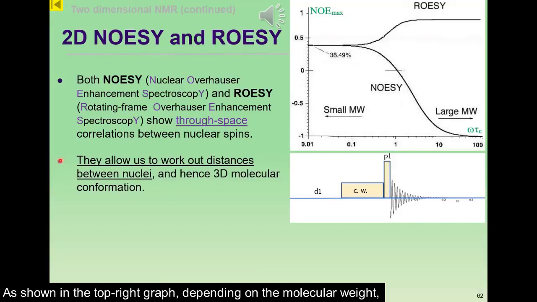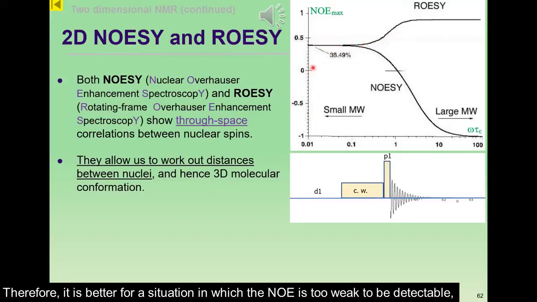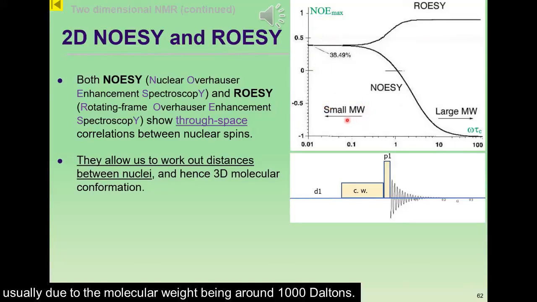As shown in the top right graph, depending on the molecular weight, the NOE values can be positive or negative. ROESY, on the other hand, is always positive. Therefore, it is better for a situation in which the NOE is too weak to be detectable, usually due to the molecular weight being around 1,000 daltons.